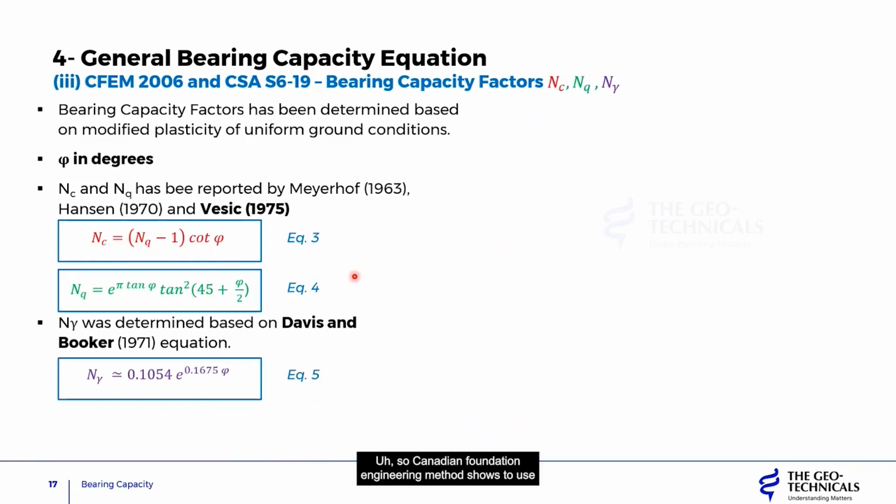Now let's see N gamma. The Canadian Foundation Engineering Manual chose to use a more conservative N gamma, which is determined based on Davis and Booker in 1971. I'm going to say why it's more conservative: when compared to Hansen, N gamma over here is less than what Hansen is using. So N gamma is again an exponential function of phi. So all of them are exponential: Nq is exponential and Nc is a function of Nq. So you can see it's all exponential. It's almost 0.1054 times exponential of 0.167 times phi.